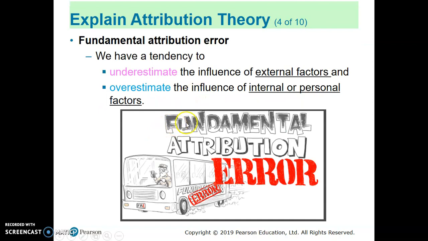I'll give you an example here. For example, there's a theory called the fundamental attribution error. This tends to underestimate the influence of external factors and overestimate the influence of internal or personal factors. So let's say you see this bus.